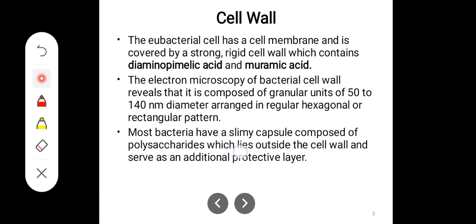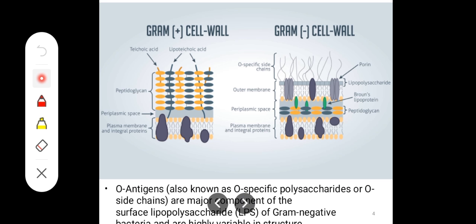Basically, their slimy capsule is composed of polysaccharides, and that slides onto the cell wall and serves as an additional protective layer. Next, you can see the gram-positive and the gram-negative cell wall, which are distinguished by gram staining. Gram is the name of the scientist who discovered the gram staining technique.